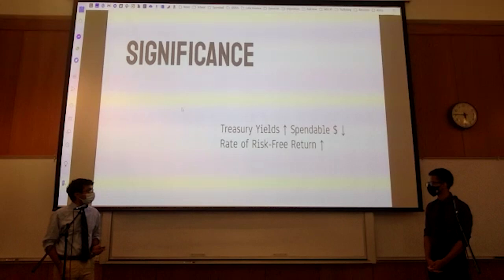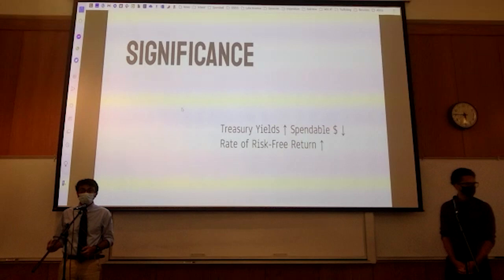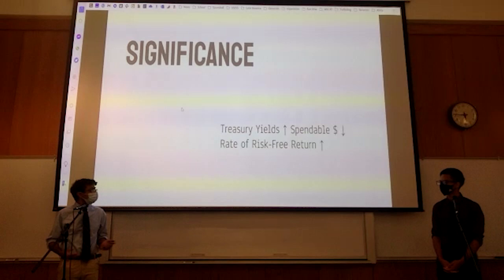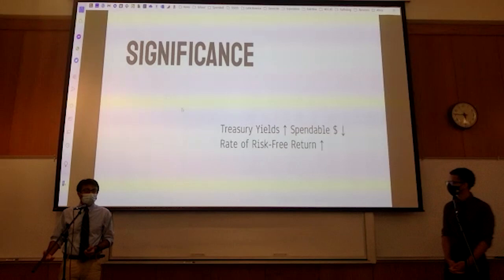Second thing is the increase of the rate of risk-free return. The rate of risk-free return is typically measured by the 1 year or the 3 year Treasury bill, which is, like I said, the bonds that are issued by the American government. This rate of risk-free return is super appealing to investors because they see the US government as basically infallible. Whatever that rate is for the Treasury yield is going to be the rate of risk-free return.